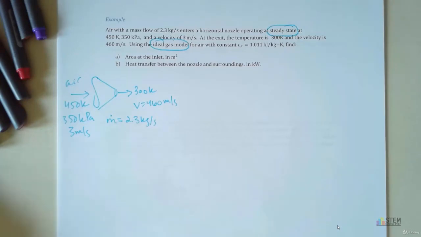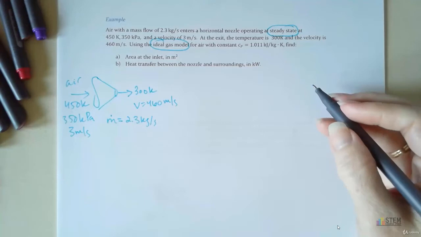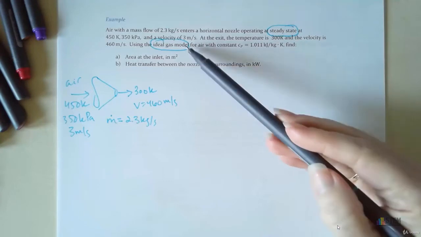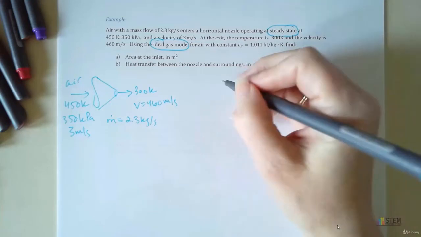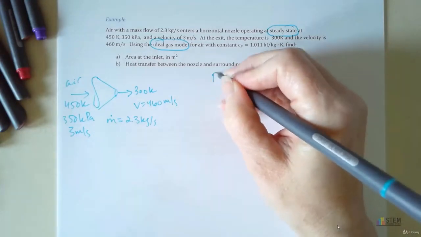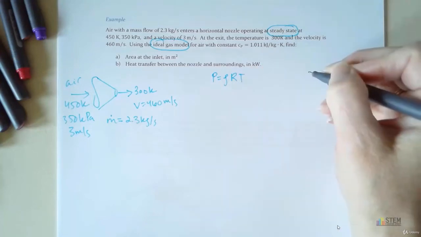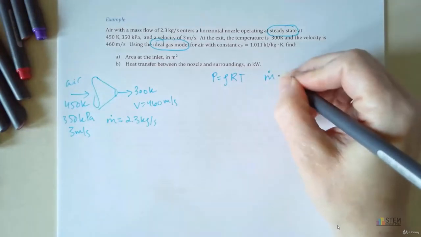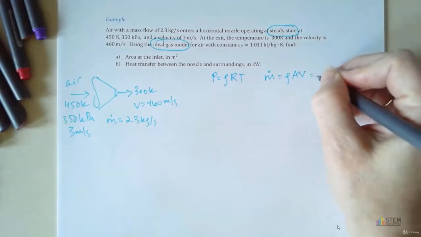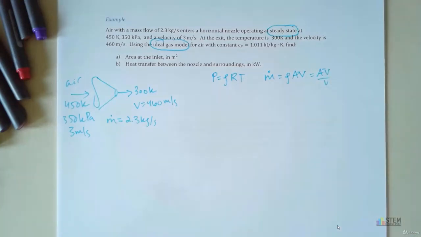All right, so now I got that. Now, to get started, let's see, what do we want to do first? First, remember, we're going to have an ideal gas model. So let's write out the equations we're going to have available to us first. We've got an ideal gas model. So remember, that's pressure equals rho R T. We also have this m dot. We know m dot is equal to rho A V, which is also equal to A V over v. So that's what we have to look for.